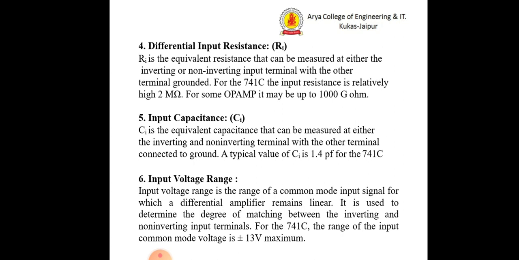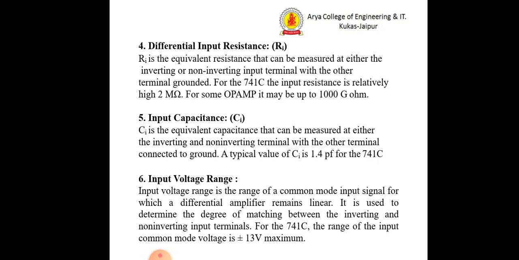The input capacitance is the next parameter, Ci. Ci is the equivalent capacitance that can be measured at either the inverting or non-inverting terminal with the other terminal connected to ground. The typical value of Ci is about 1.4 picofarad for 741C.